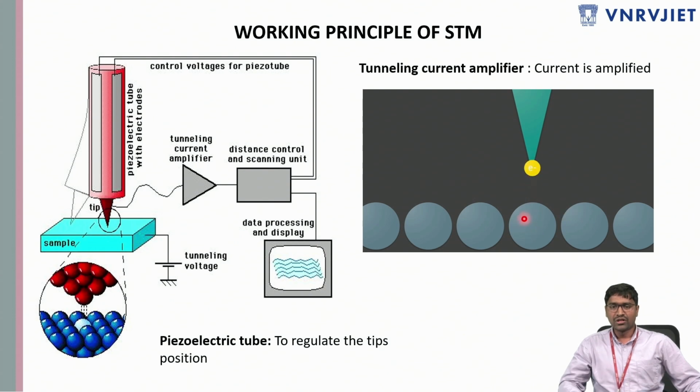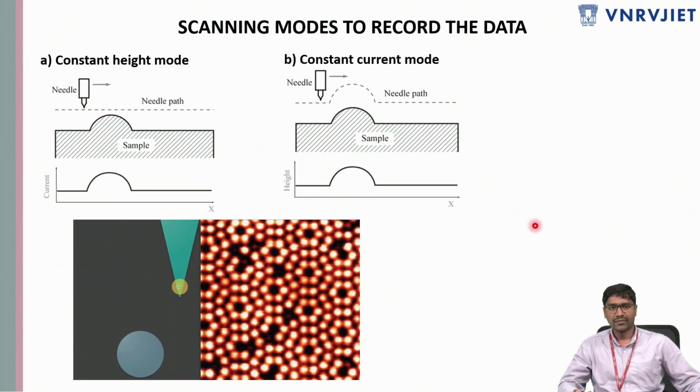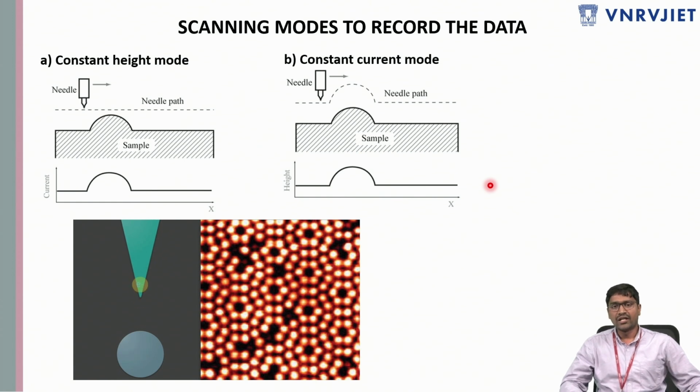Here you can also see the animation of how electrons tunnel from the sample to the tip. Wherever there is a hump, the current flow will be high. Wherever there is a depth, the current flow will be low. That information is gathered by the STM to map the surface information at the atomic level. The data can be collected in two modes: one is constant height mode and the other is constant current mode.